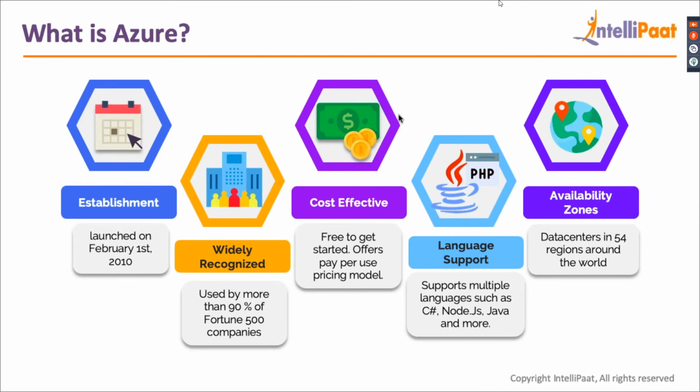Then you have availability zones, which basically means how many regions or data centers Azure has throughout the world. Azure has data centers in 54 regions around the world. So at 54 different places across the globe, Azure has placed its data centers, and obviously each data center has a huge number of servers established in it.